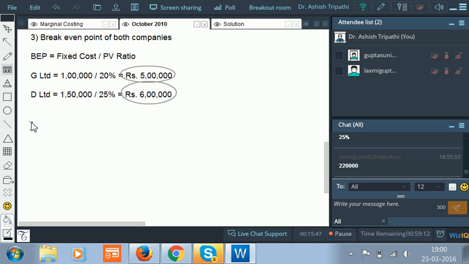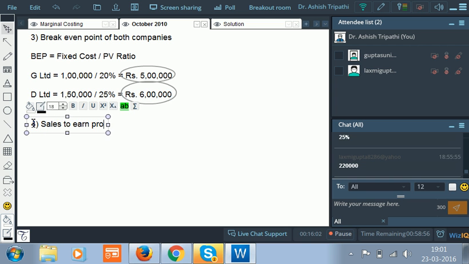Fourth part, what they are asking. Fourth part क्या पूछा है? Sales to earn profit of rupees 2,10,000 by each company. Okay. So let us give the heading. Sales to earn profit of rupees 2,10,000 by each company.